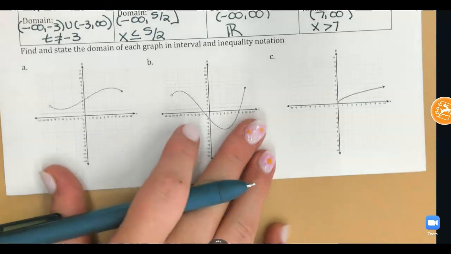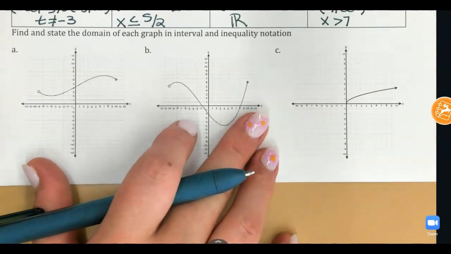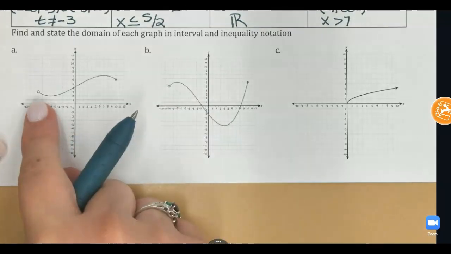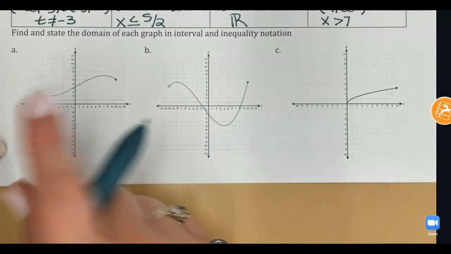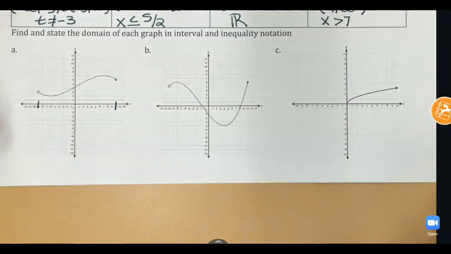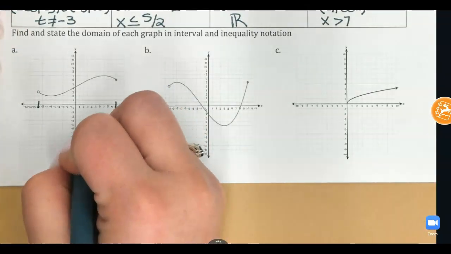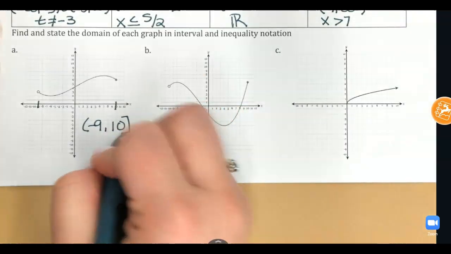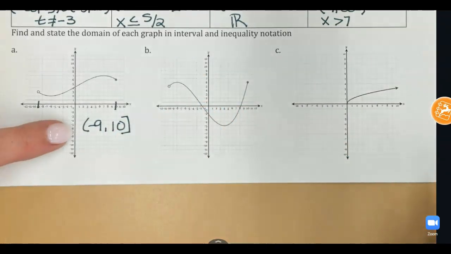Now we are going to practice stating domain and range from a graph. So we are going to do this in both interval and inequality notation. Looking here, domain is just my x values, so that goes all the way from -9 to +10. For my interval notation, again, I've got the open circle here, so that's going to imply a parentheses. And then I've got a bracket here because of a closed circle. So there's my interval notation.